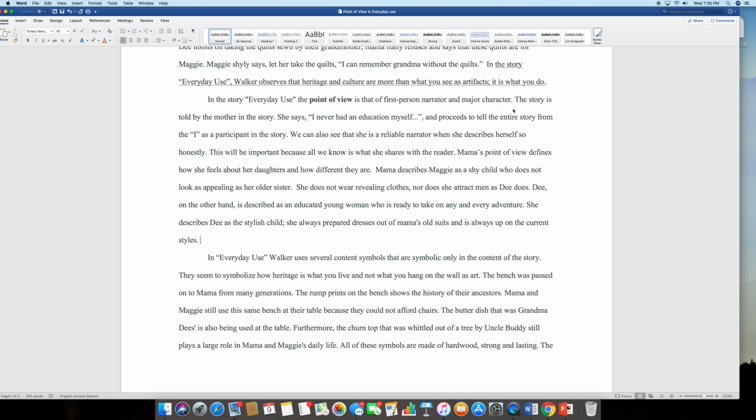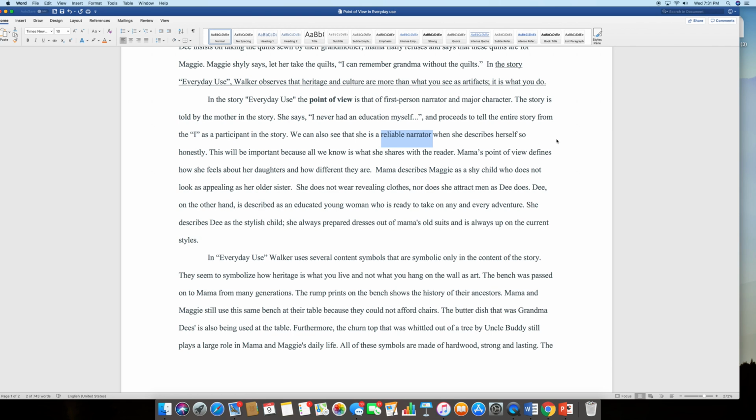Now, the question still remains. That's the point of view? How do we know it is that point of view? It is first person. The story is told by the mother in the story. She says, "I never had an education myself," and proceeds to tell the entire story from the I as a participant in the story. We can also see that she is a reliable narrator. That's also a characteristic associated with first-person point of view.